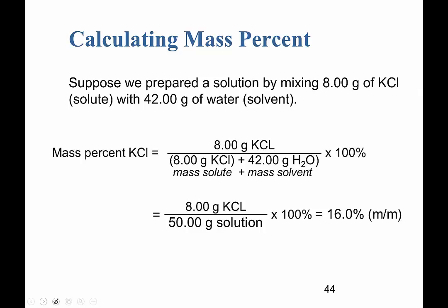Well, if I have a solution and I'm going to put 8 grams of my solute in 42 grams of water, then I would have 8 grams is my solute. My solution would be 8 plus 42, which is 50 grams of the solution. And then take it times 100, and I have 3 significant figures, so my percent is 16% by mass.